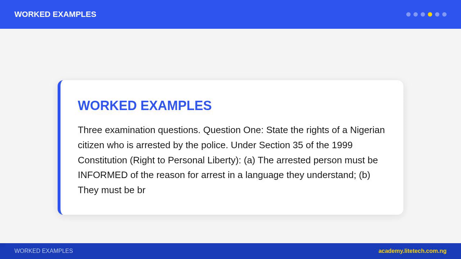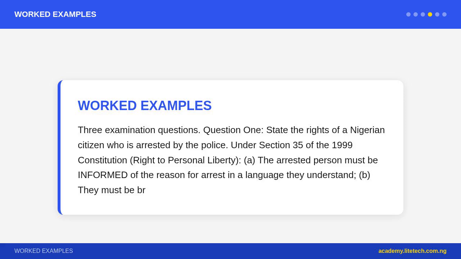d. They have the right to remain silent and not incriminate themselves. e. They have the right to a lawyer and to communicate with family. f. They are presumed innocent until proven guilty beyond reasonable doubt by a court. Section 36: right to fair hearing.